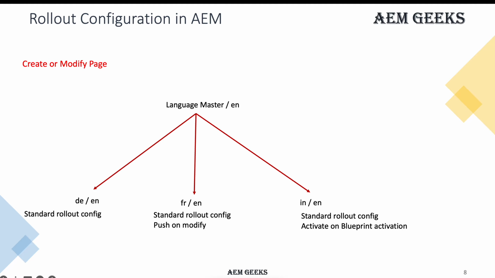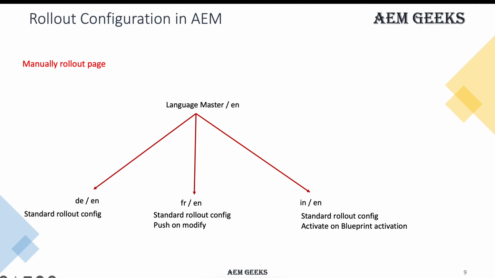So when you create a page in your Blueprint, what should happen? Because if you see, English standard is used in all three, right? So leave aside the standard for now. For standard configuration, you have to intentionally publish. But as soon as you create a page, because the French site is using push on modify, this page will be moved to French English, and if you update anything, those changes will also move to France English.